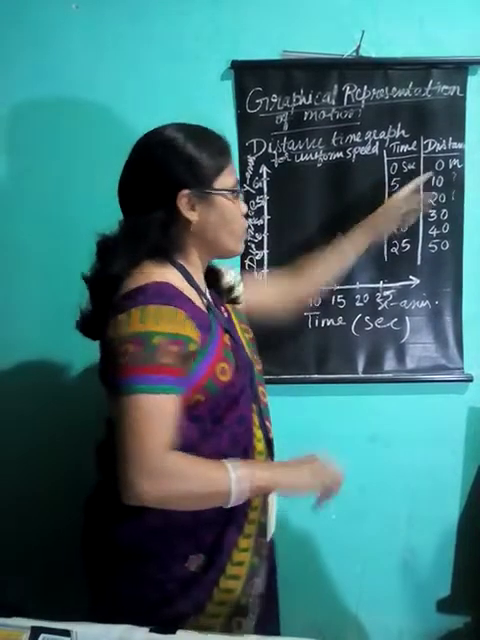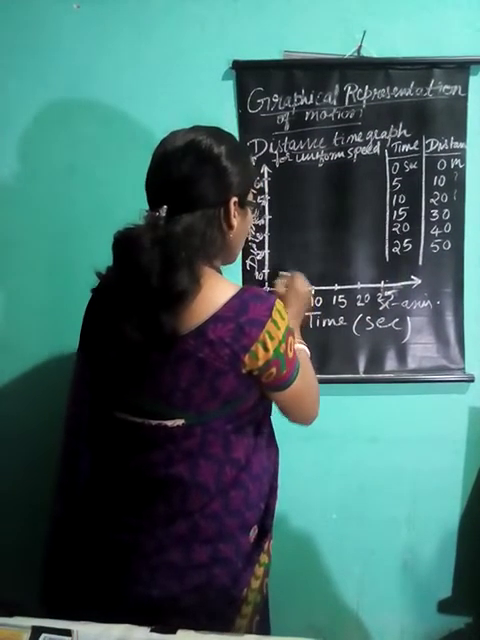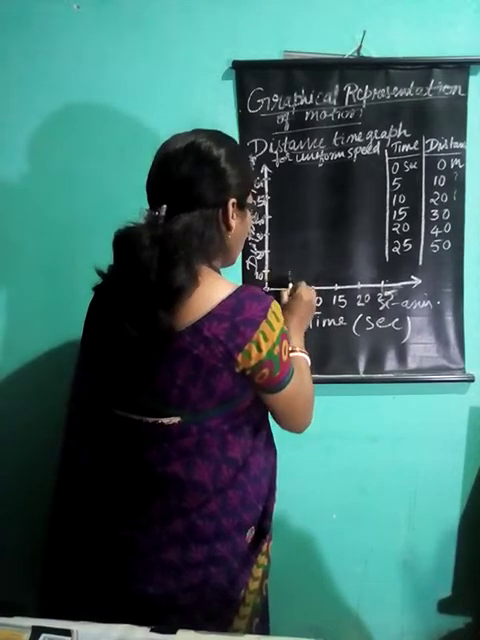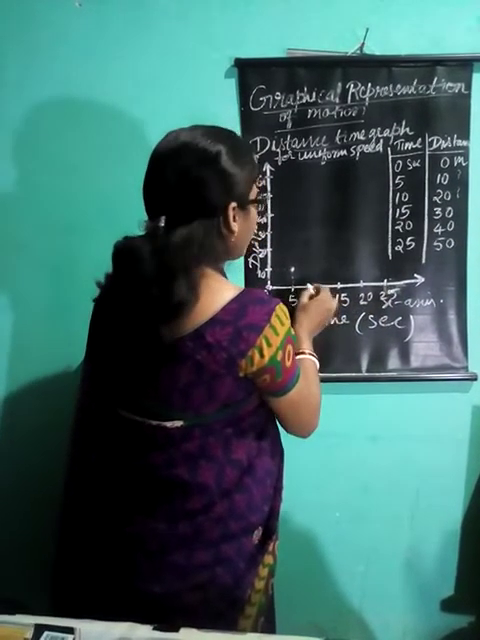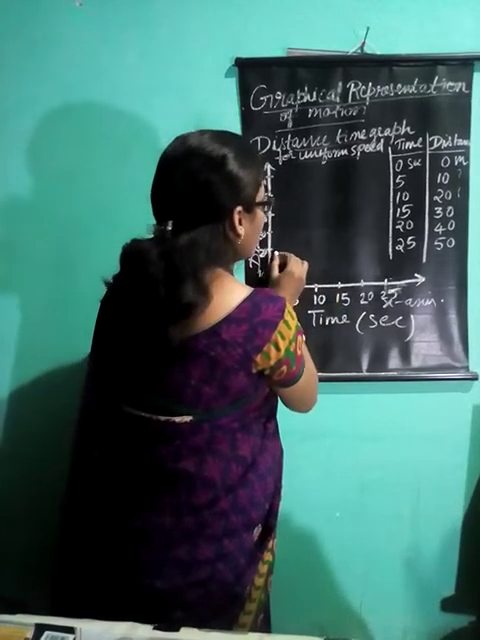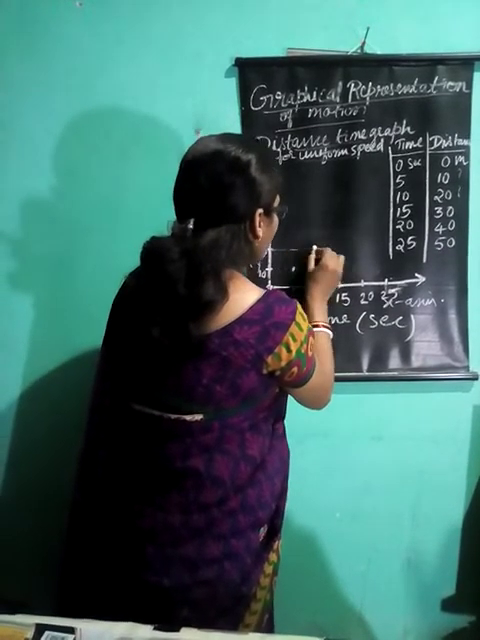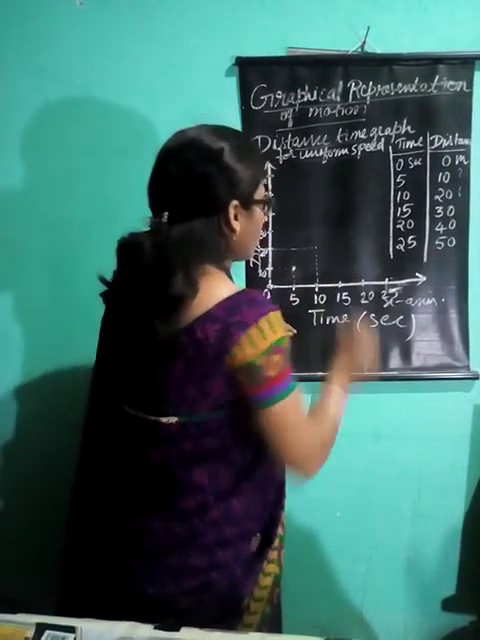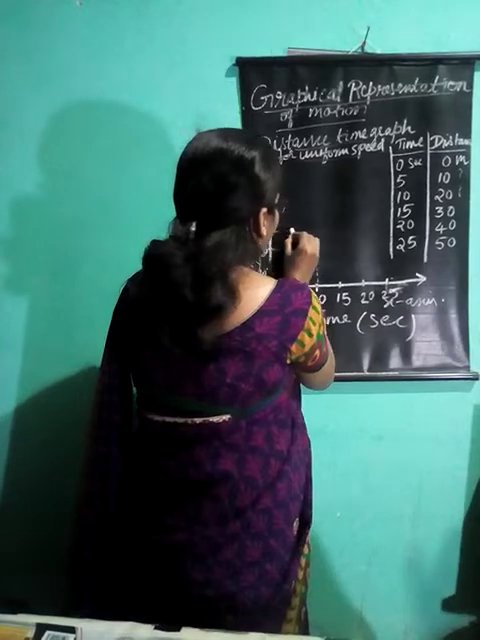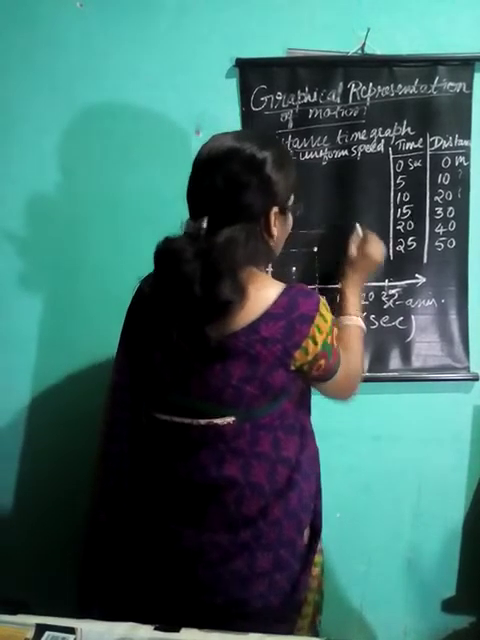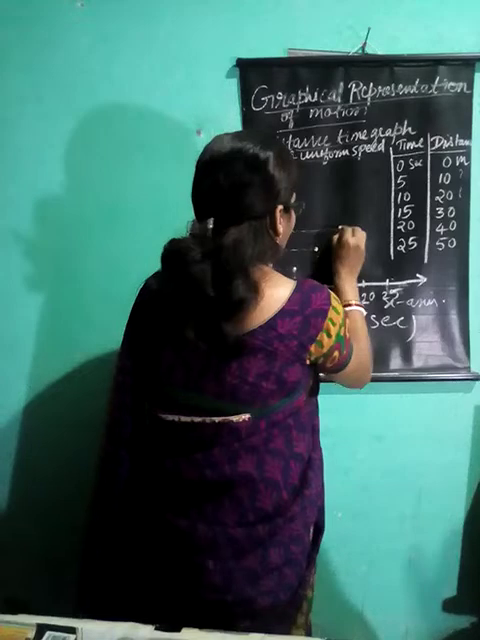Now for 0 seconds, 0 meters. So this is your first point. Now the second, 5 seconds, 10 meters. So this is your 10 meters and this is your 5 seconds. So your second point is here. And the third point, 10 seconds and 20 meters. You will mark it like this. Do it with a scale. See, I am just marking it. This is our second point. This is our first point. You just do it with a scale. Don't do it in this manner. Okay, this is our third point.